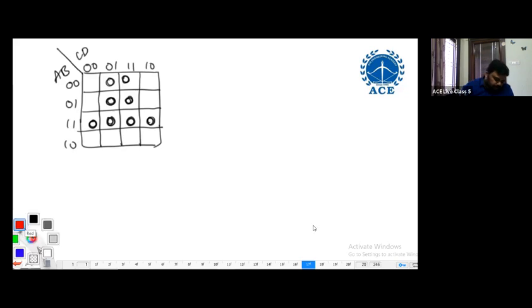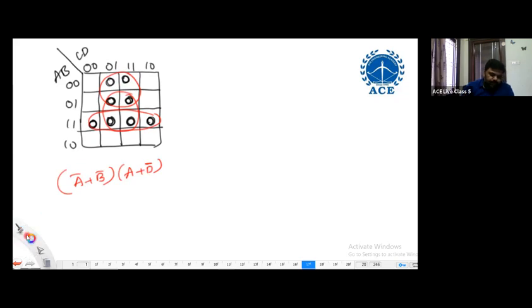Right? Grouping, this is one grouping, second grouping, third grouping, which is becoming redundant. Once again, what we can write? A bar plus B bar, this grouping, and this grouping is A plus B bar. Similarly, if you write SOP minimal, how it can be done, right?